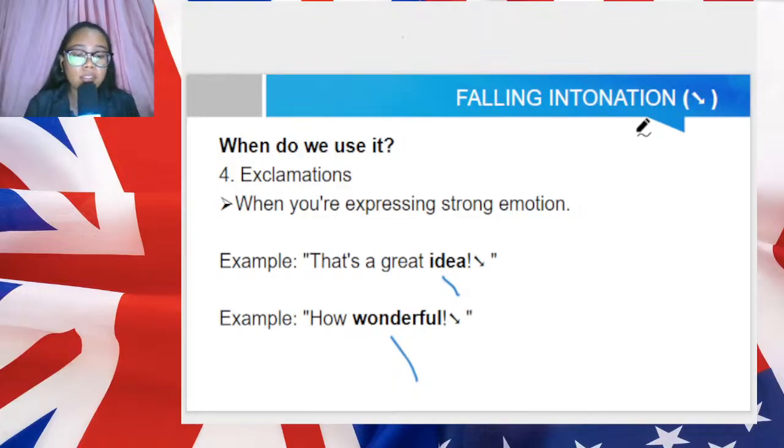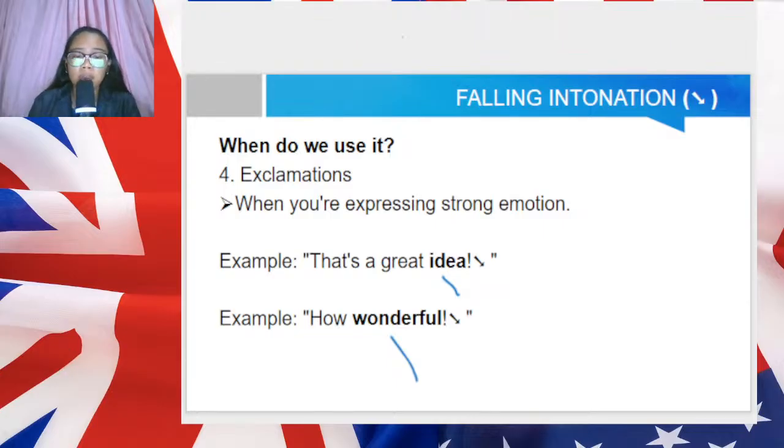If you were to say how wonderful with a rising tone, it could sound sarcastic, as if you did not quite hear what was wonderful, losing all the feeling you intended. Okay, all right. So it's important to note that this use is not limited to positive emotions, everyone.